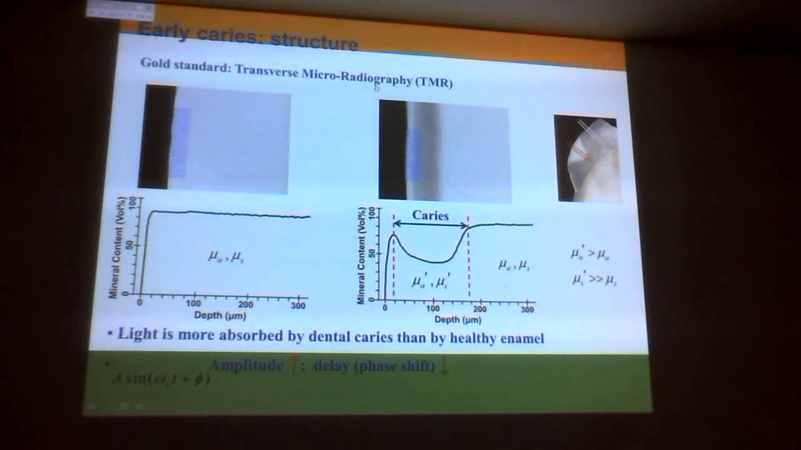And then there is a dip here. This is where the caries is. This is where you have dissolved the teeth. So you have certain absorption and scattering coefficients involved. And eventually, if you're not careful, that caries goes into the dentin and eventually into the pulp.